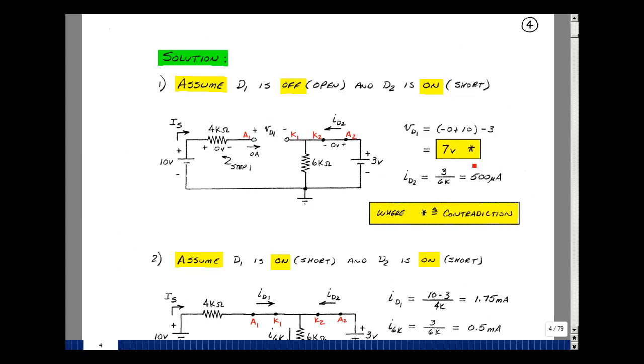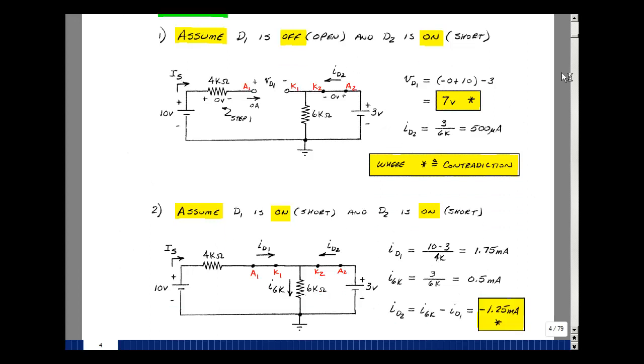You could stop right now, but let's solve for ID2 to get some practice on basic circuit analysis. Here I've got a battery, and I've got a resistor in parallel, and the current in this resistor is the same as the current coming out of the battery, which is the current in diode D2 from anode to cathode. 3 volts divided by 6K is 500 microamps, and that is greater than or equal to 0. So this was not contradicted, and this was in the correct direction. It was greater than or equal to 0. So since this was contradicted, let's just change this to the opposite state, and let's make it a short. That would seem logical. Let's analyze this circuit.